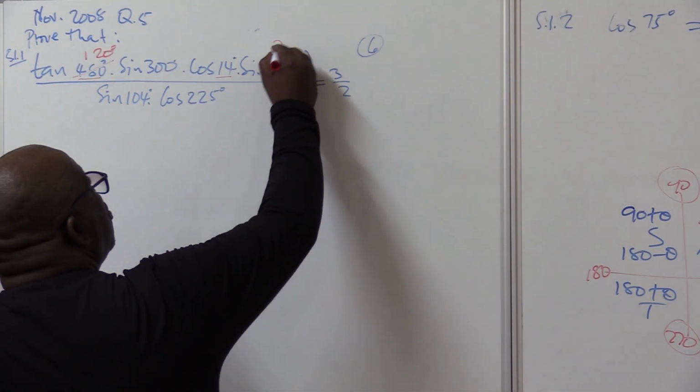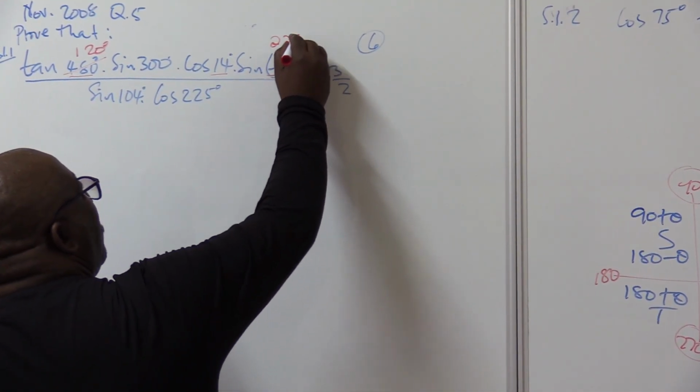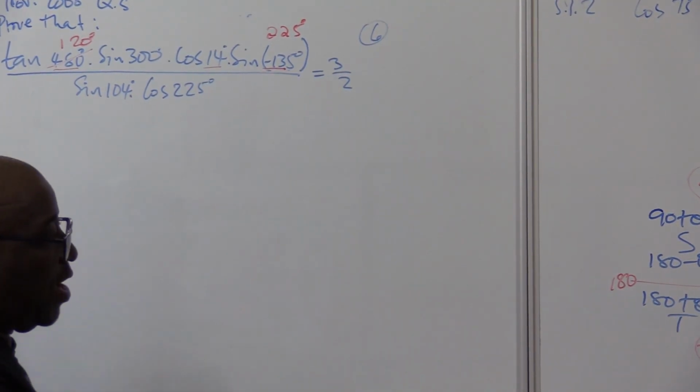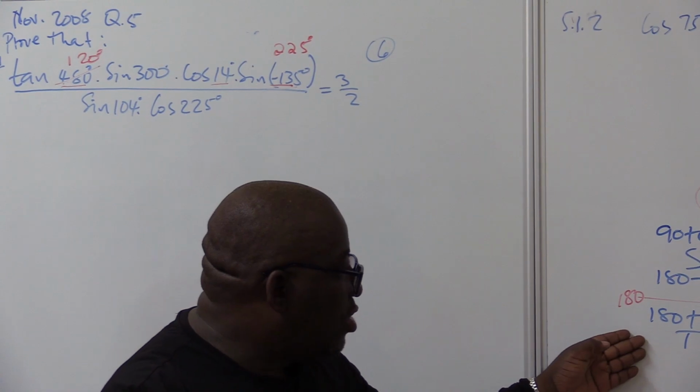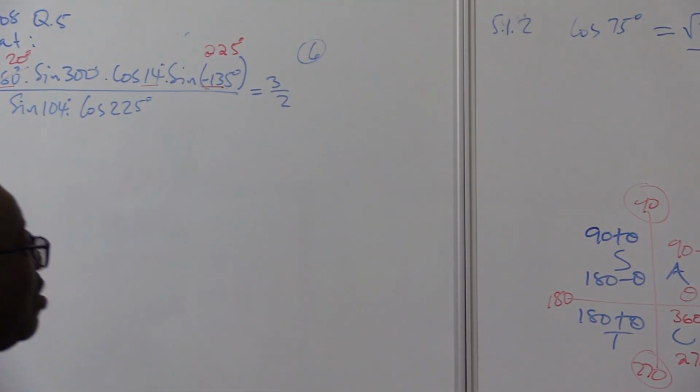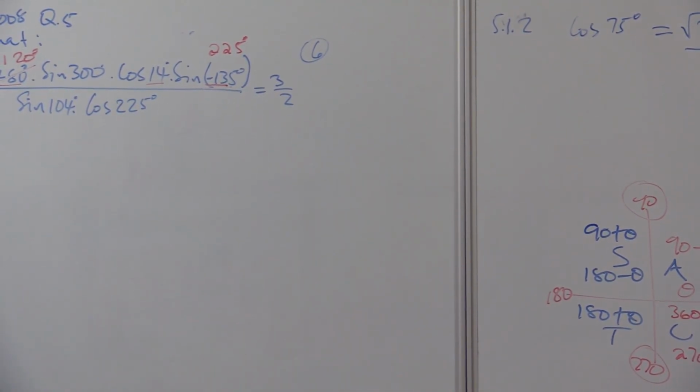This 225 has been hidden here, 225. Do I know where 225 is? Yes, I know where 225 is. It is somewhere here, 225. It is in the third quadrant. Remember, I'm dealing with sine there.